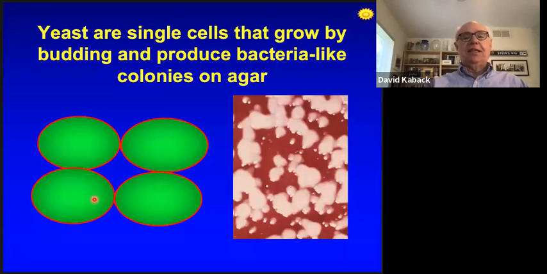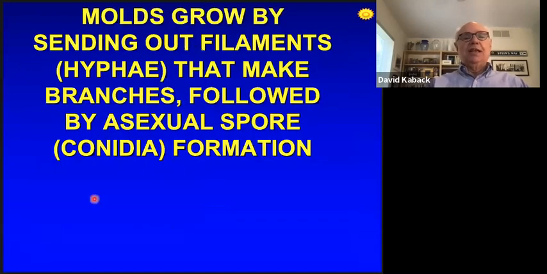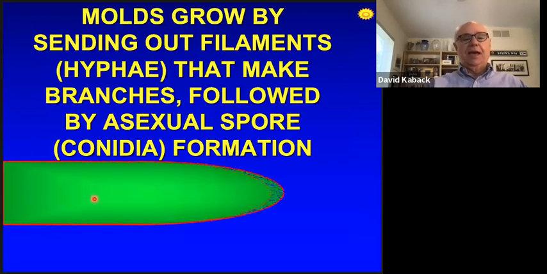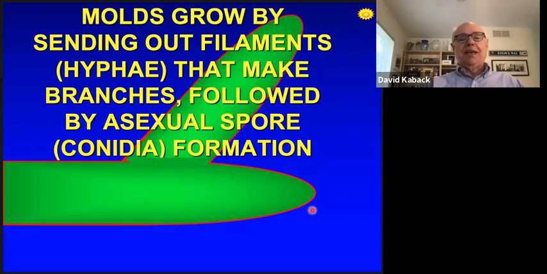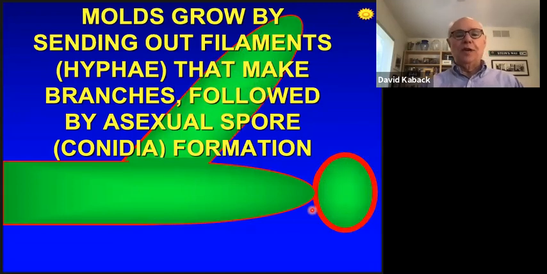In contrast, when a fungus is a mold, it goes into the mold stage and sends out a filament. These filaments are called hyphae, and they grow filamentously at the tip. When they run out of food, generally, they form asexual spores called conidia. Sometimes they branch, but then they'll form an asexual spore called a conidia, which is Greek for dust. These are capable of disseminating out in the wind.